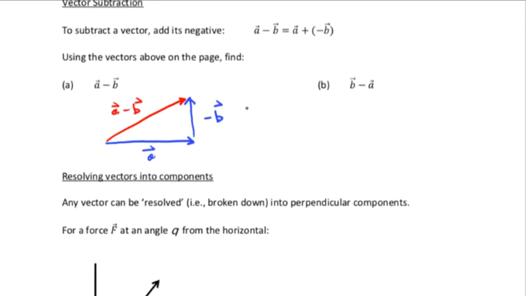Okay, let's do it in the other order now. B minus A, so B would look like that, and negative A looks like this. So now notice that if we're subtracting vectors, order does matter. B minus A has the same magnitude, but opposite direction from A minus B.